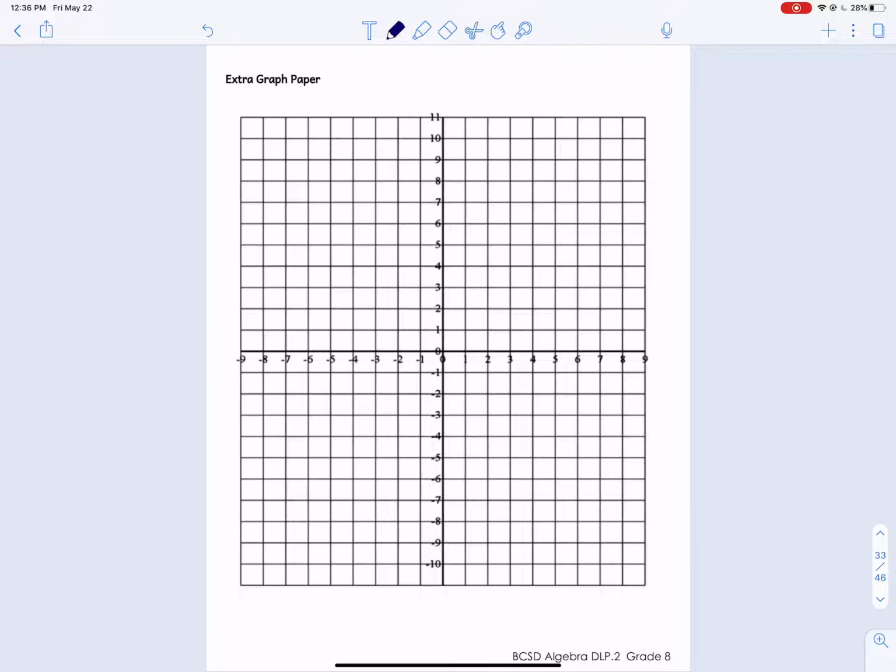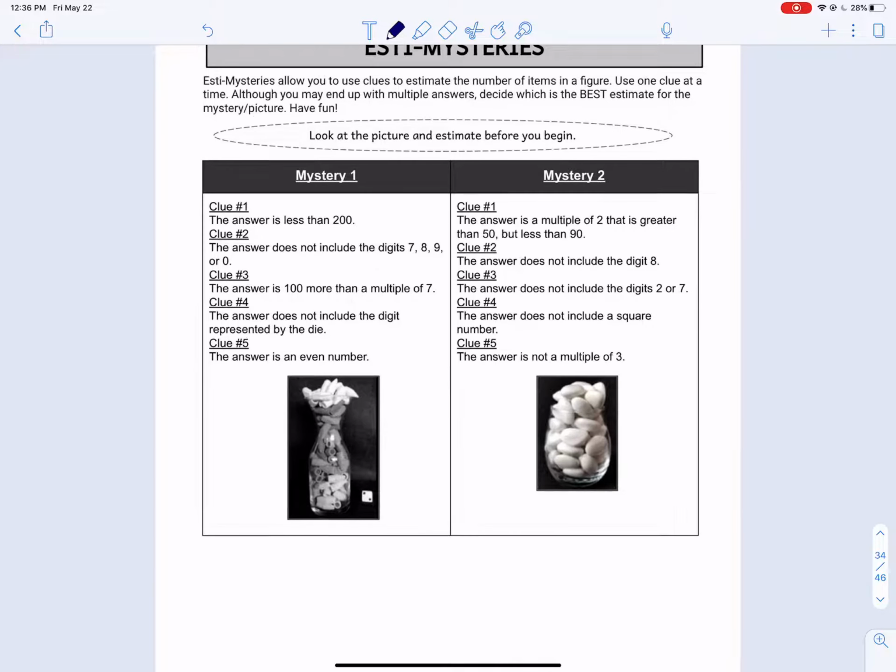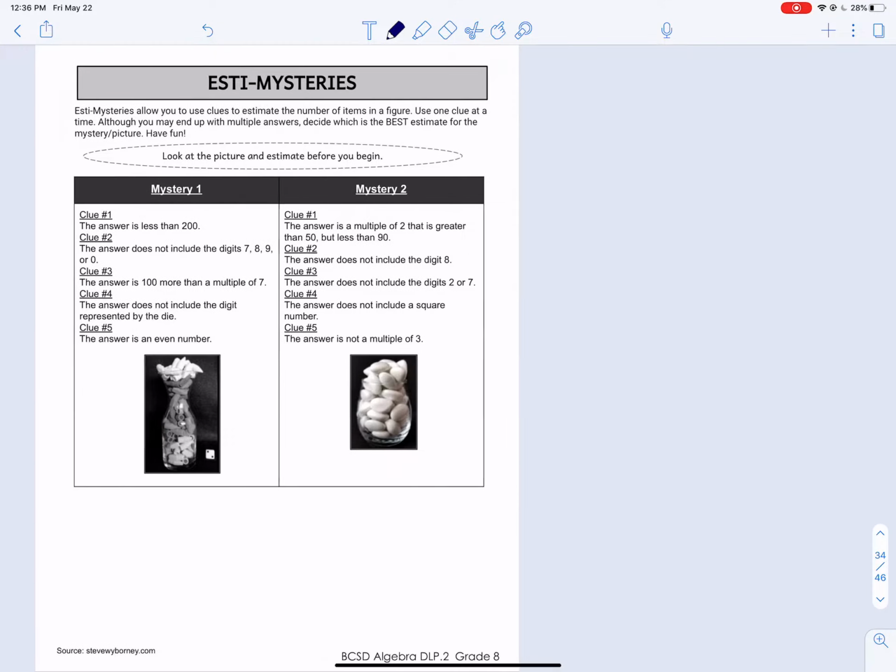Extra graph paper if you needed it, and then some more puzzles. Okay, again, just think them through, and then if you have questions, please let me know.